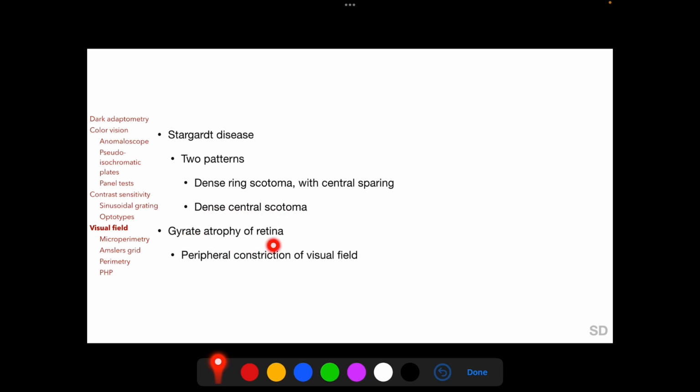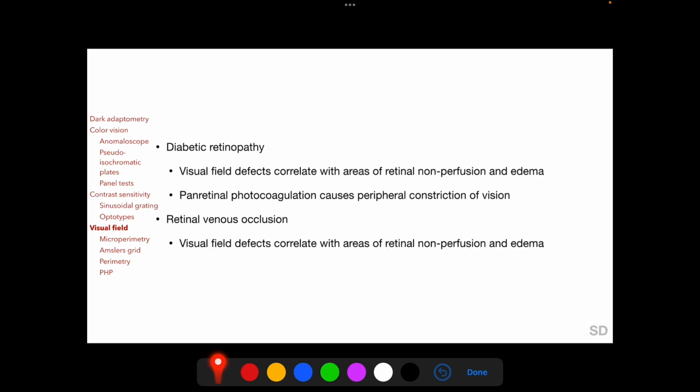In gyrate atrophy of retina, there is peripheral constriction of the visual field. In diabetic retinopathy and retinal venous occlusion, visual field defects correlate with areas of retinal non-perfusion and edema, and following panretinal photocoagulation, peripheral constriction of the visual field occurs.